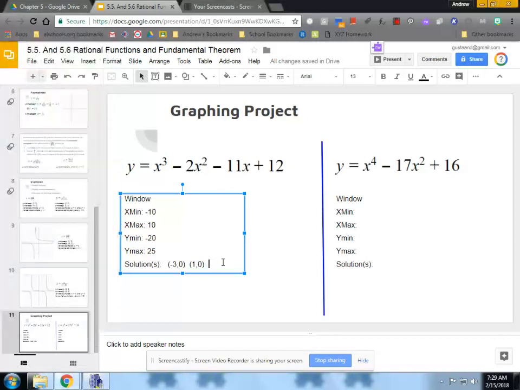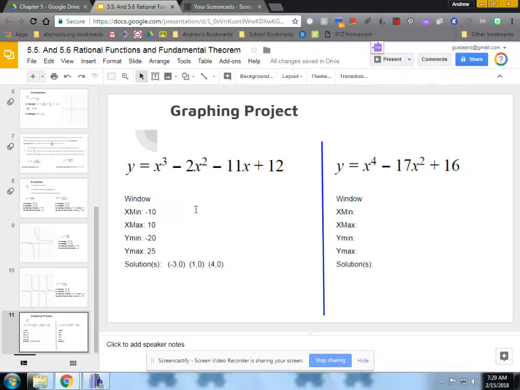Now, it may be that they're decimals. They're not always going to be whole numbers, but they might be decimals as well. So that'd be my solutions. So I've finished that part of the project. I've got another one. I'm not going to do this entire thing, but I'm going to show the window part of it again, and I'll do maybe one of these solutions.